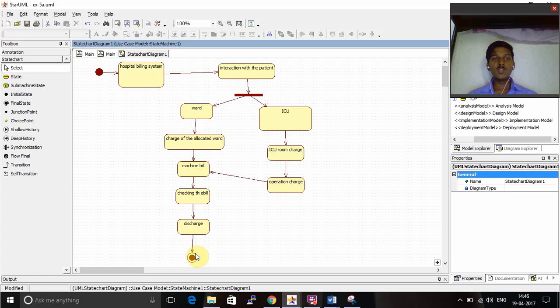And this is my second question about the patient billing system and state chart diagram.